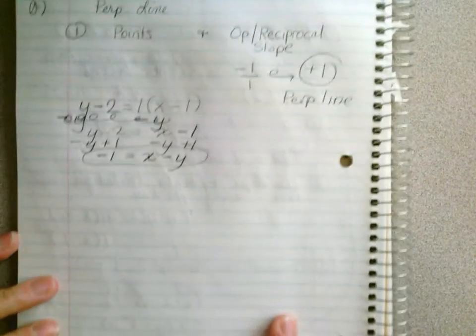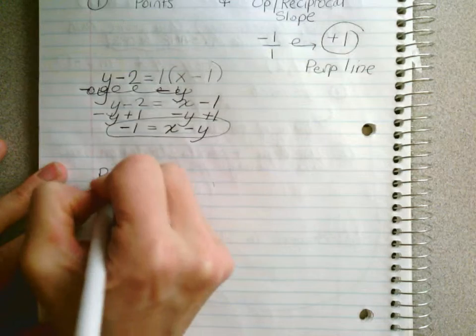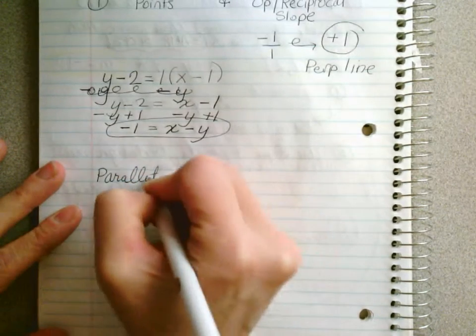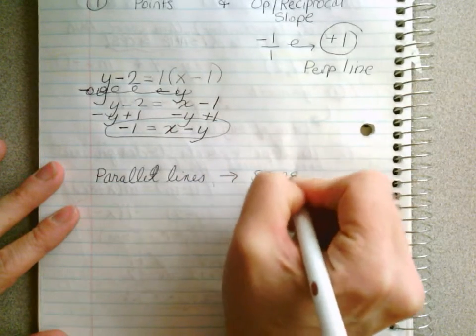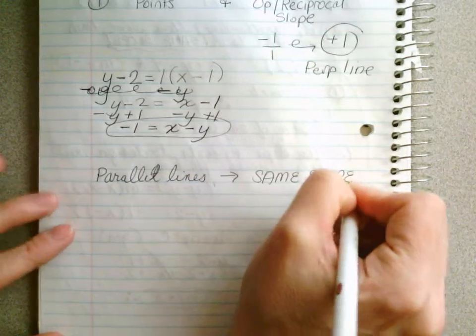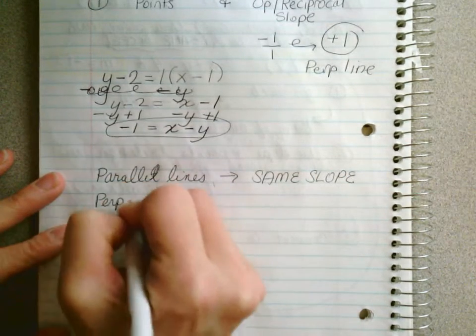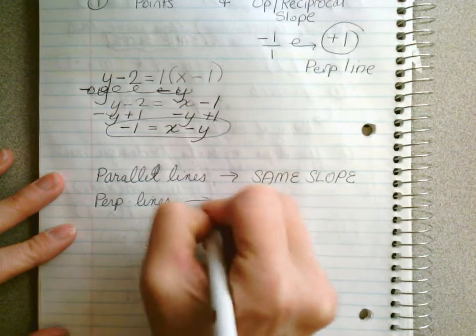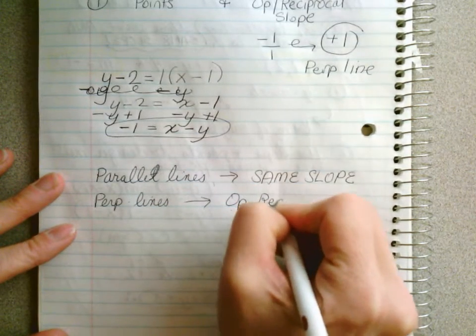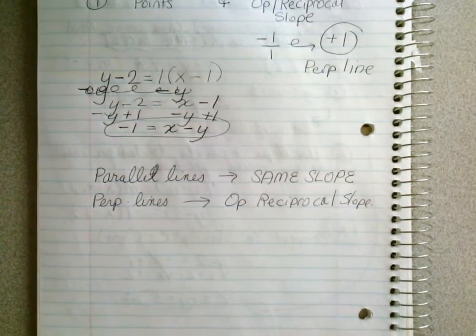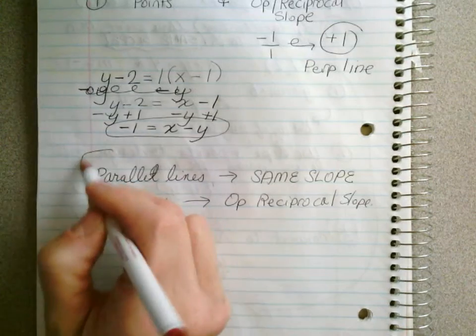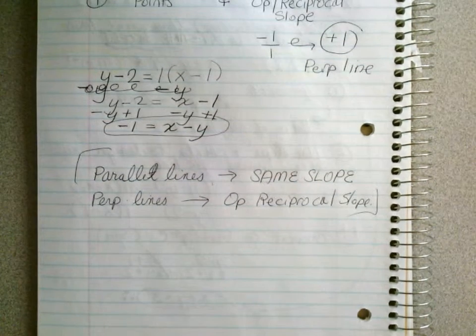So I'm going to move on here a little bit and just give you a little more detail. Parallel lines, same slope. Perpendicular lines have opposite reciprocal slope. Knowing that fact can be helpful in some of this.